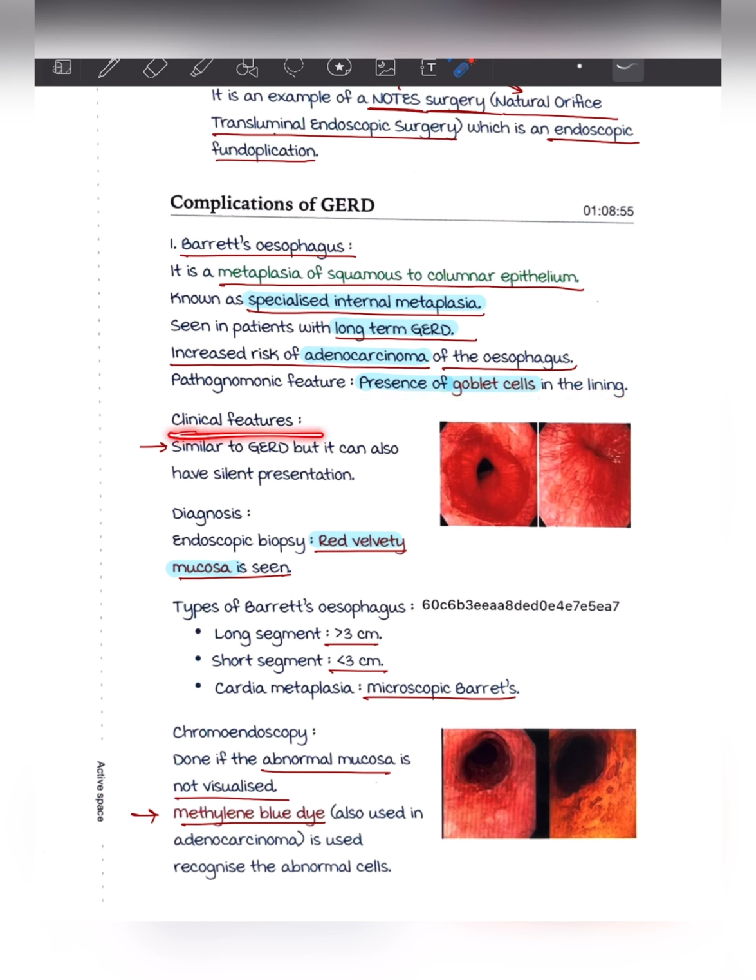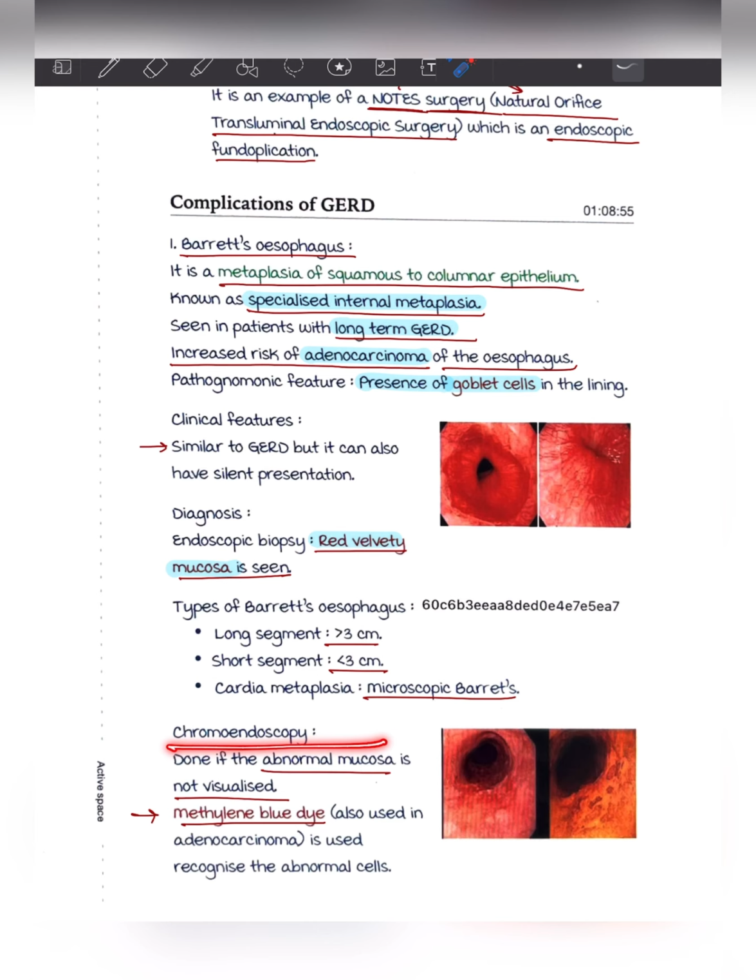Now, what are the clinical features? Similar to GERD, but it can also have silent presentations. The diagnosis is endoscopic, and we diagnose it with the help of biopsy. A red velvety mucosa is seen. What are the types of Barrett's esophagus? A long segment is more than 3 centimeters, a short segment is less than 3 centimeters, and cardia metaplasia is microscopic Barrett's. These are the types of Barrett's esophagus.